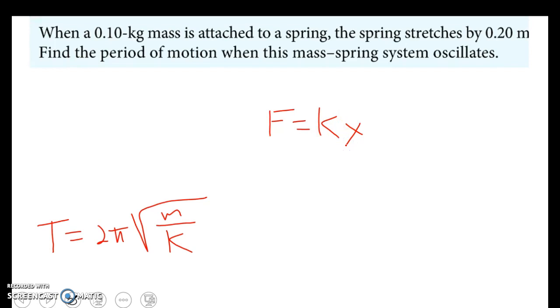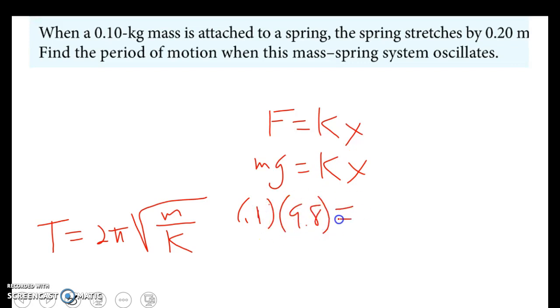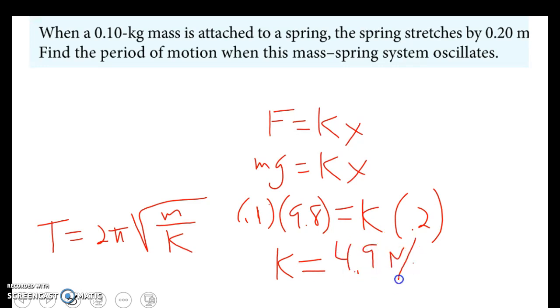Since we're talking about a spring mass system, we know what our force is going to be. Force is going to be mg. k is k. x is x. Our mass is 0.1. We'll assume we're on Earth, 9.8 for g. k we don't know, but our x is 0.2 meters. When we solve for k, we get 4.9 newtons per meter.